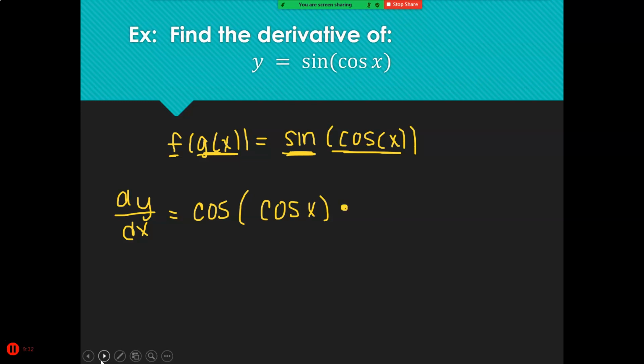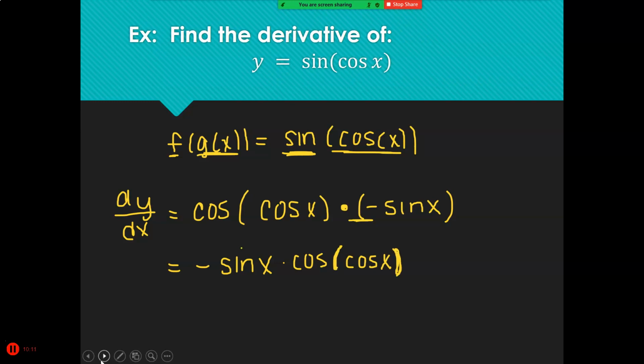Exactly. Times the derivative of cosine x, which is negative sine x. I'm more partial to writing it as negative sine x so you don't lose your negative, or sometimes students confuse that negative as a minus sign. So I always rearrange my terms, especially when we get a product rule with a chain rule. So I would rewrite it as negative sine x cosine x.